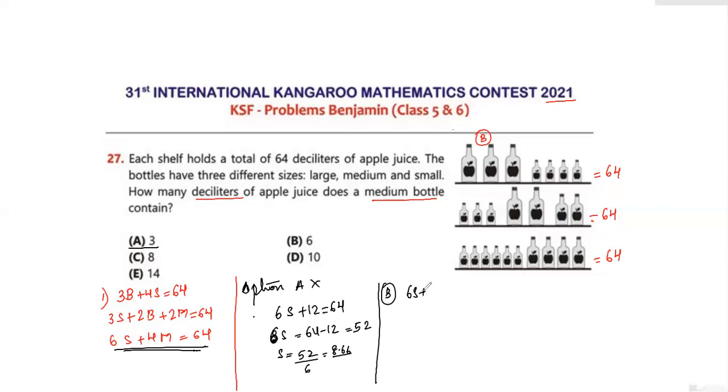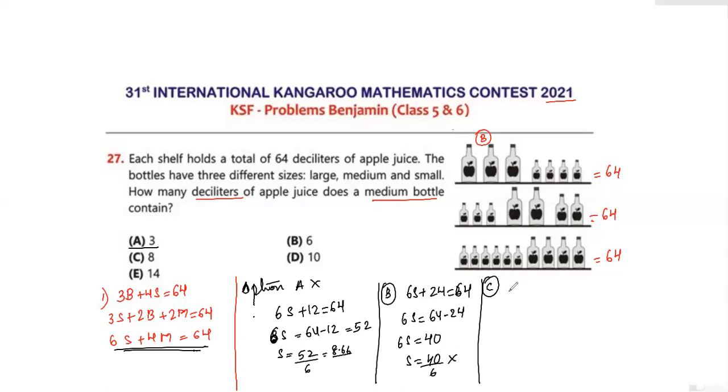Now, if I check for B, same thing, I'll do 6 into 4, which is 24, plus the 6 small equals 64. So 6 small is equal to 64 minus 24, which is 40. So small is equal to 40 divided by 6. So again, I will get into decimals. So B is not my answer.